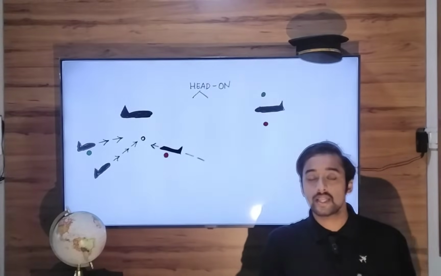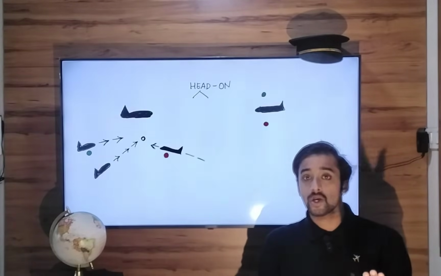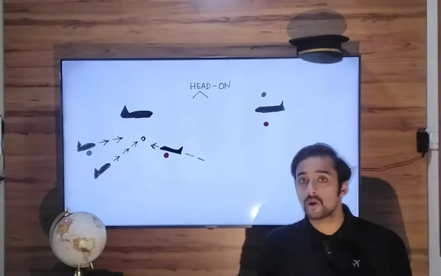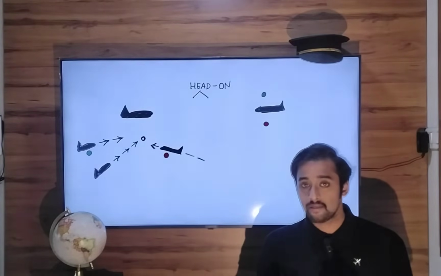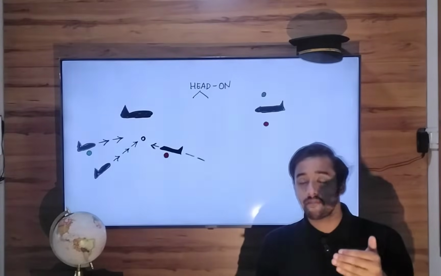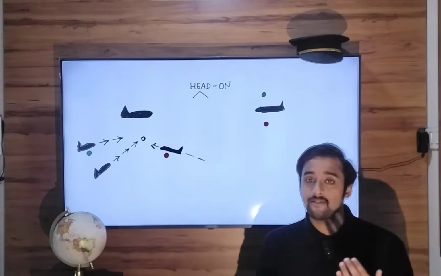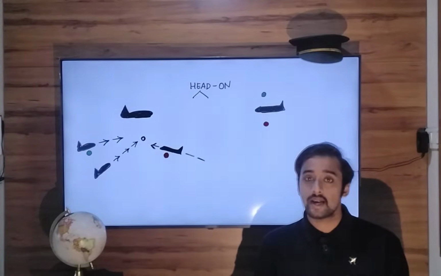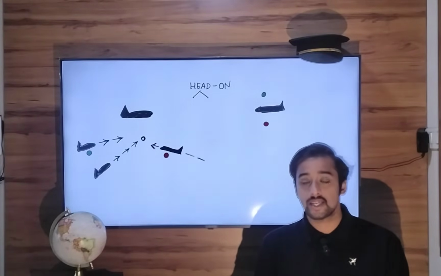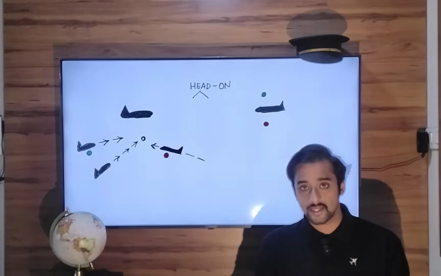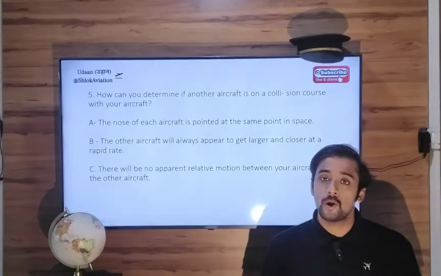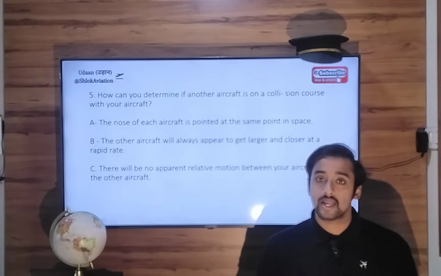Okay, so if you see that there is another traffic in front of you whose relative position with respect to you is not changing, that means that other traffic is neither climbing nor descending. It is on the same flight level or altitude as yours. And you will see that the size of that aircraft as it approaches you goes on increasing. So these are the ways in which you can determine that you are on a collision course with another traffic.